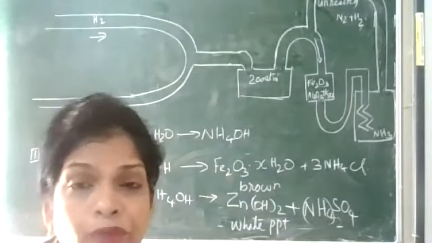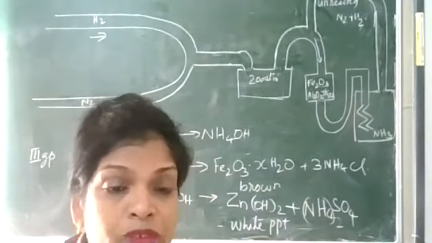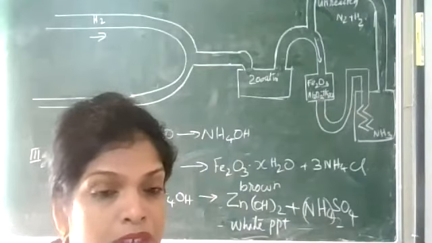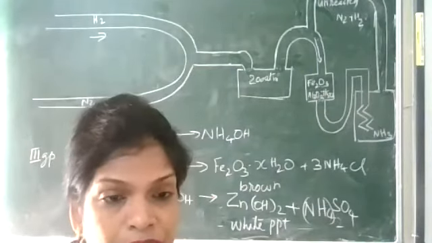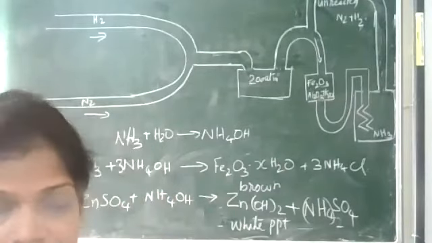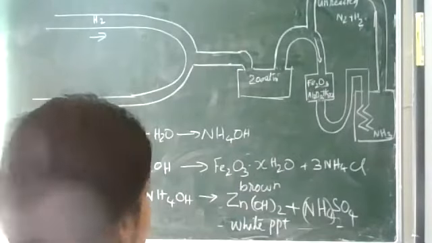Next, the property of ammonia is a base, you know. Ammonia is a ligand that we learned in coordination compounds. Ammonia can donate a pair of electrons. It is a unidentate ligand. So it can coordinate with transition metals.